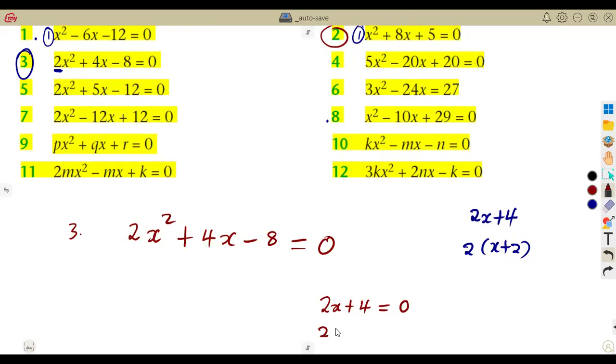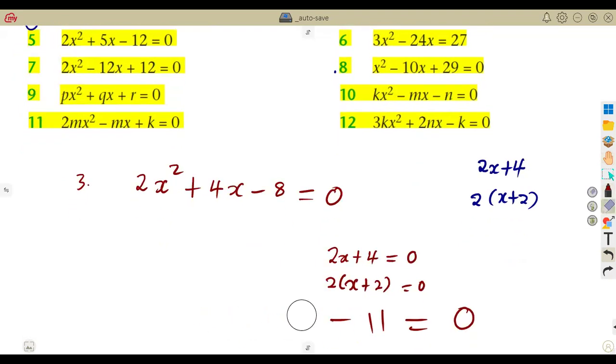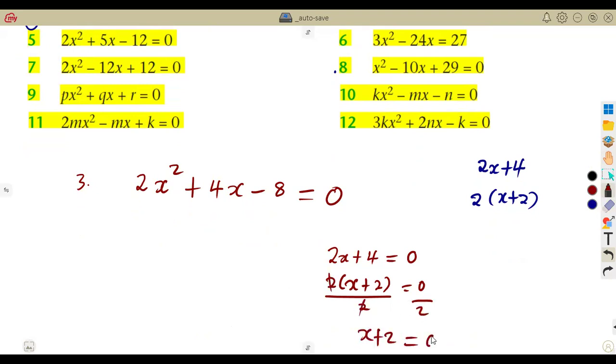instead of factoring out the 2 so that you remain with x plus 2 equal to 0, you can divide both sides by 2, then you remain with x plus 2, which is equal to 0. We could have divided each and every term at this stage by 2. It's an equation, so we're allowed to do that. We can divide each and every term, meaning we're going to have x plus 2 equal to 0. Then you can solve for x.